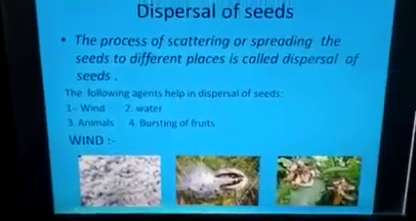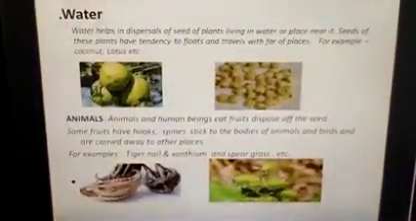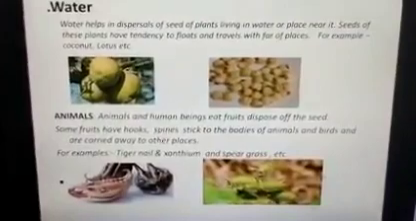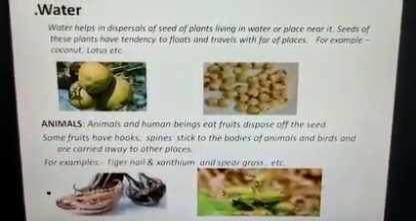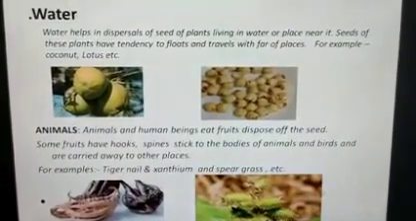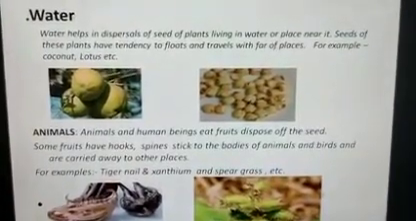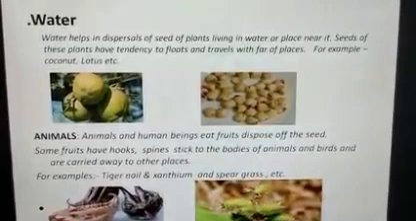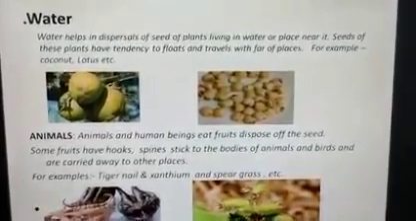Now move to the next topic, water. Water helps in dispersal of seeds of plants living in water or places near it. Seeds of these plants have a tendency to float and travel to far off places. For example, coconut, lotus, etc.